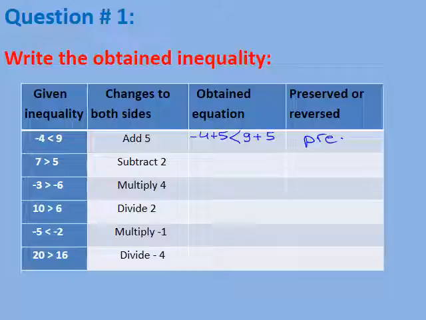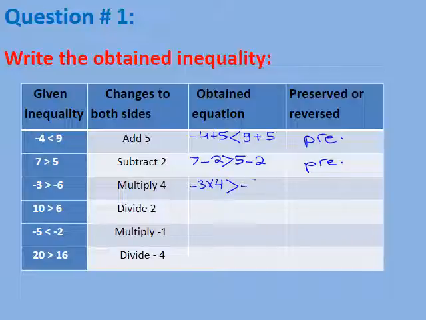Now Hassan, 7 greater than 5, you should subtract 2 from both sides. 7 minus 2 greater than 5 minus 2. When we subtract the same number, the sign is preserved or reversed? Preserved. Now, Selena, minus 3 greater than minus 6, you should multiply both sides by 4. Minus 3 times 4 is greater than minus 6 times 4. When we multiply both sides by a positive number, the sign is preserved. It doesn't change.